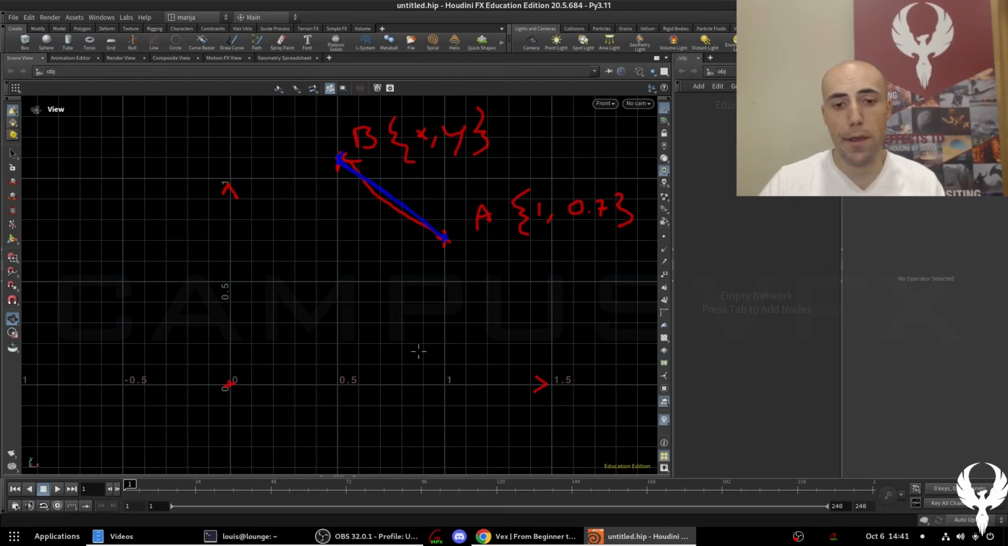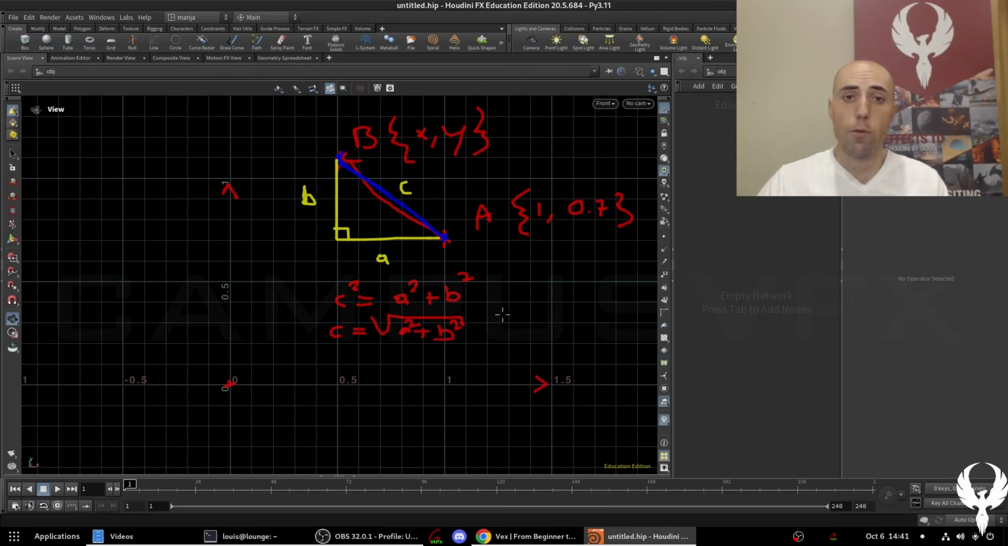Speaking of length, how do I get the length of this vector? Well, it's very simple, although we don't need to do it this way in Houdini, but it's simply the Pythagorean theorem where we have A, B, and C. Well, the distance is C, which means you have C squared equals A squared plus B squared. So C equals the square root of A squared plus B squared.